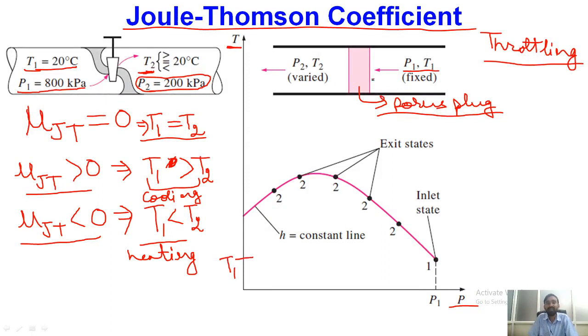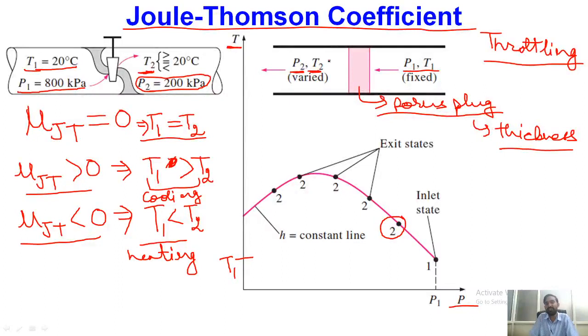Okay, and then at the outlet we have pressure P2 and temperature T2. Say this is my first outlet which I have got from this porous plug. Now if I once again repeat the experiment by changing the thickness of this porous plug, so now what I will be doing, I will vary the thickness of this porous plug.